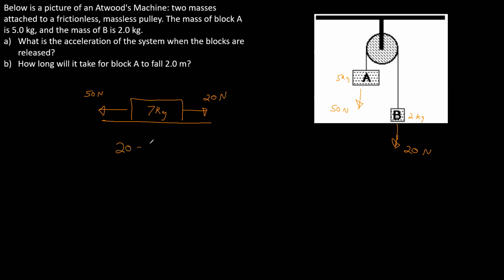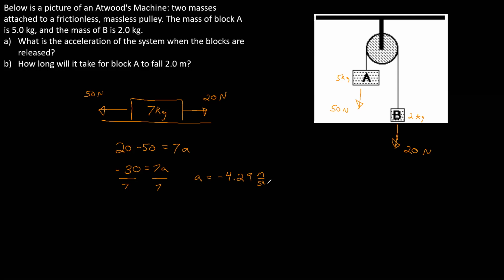So right minus left equals the system mass times A. Negative 30 equals 7a. And if I take negative 30 divided by 7, then I get an acceleration of negative 4.29 meters per second squared.